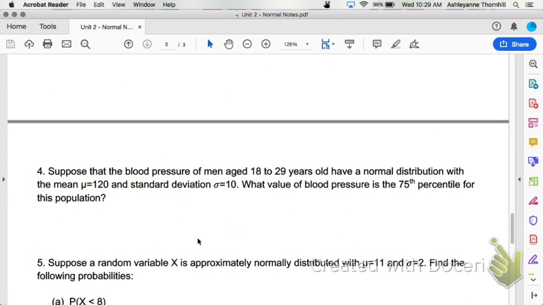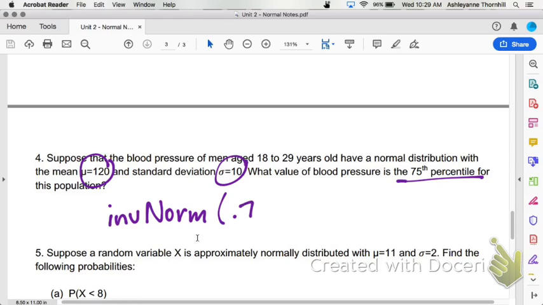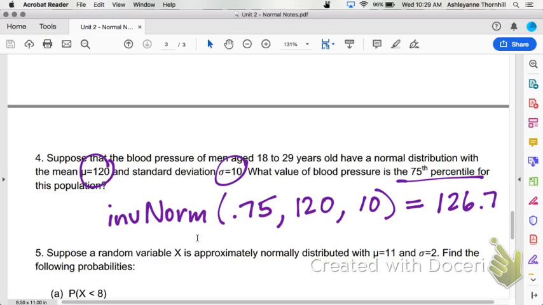So let's look at number 4. Got 1 minute, so I'm just trying to get through it, okay? Number 4, it gives me a mean and a standard deviation, and it asks me for the 75th percentile. So what would I do here? Inverse norm. What's my area? 0.75. Mean is, and standard deviation is. Good. So what do you get? 126.74. Perfect.